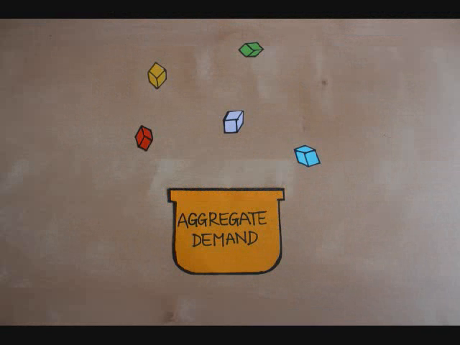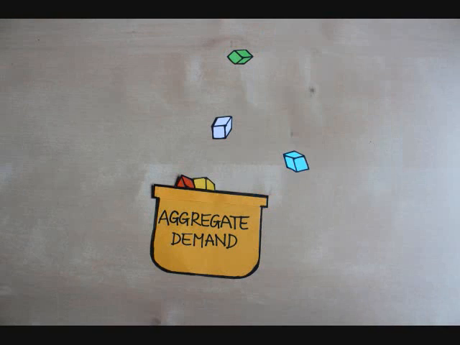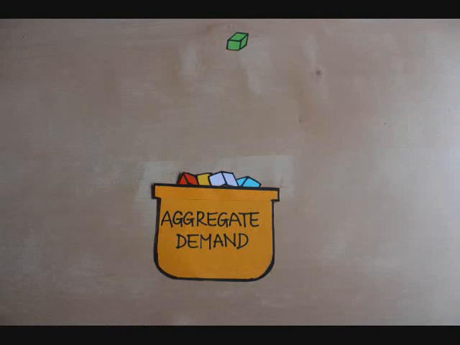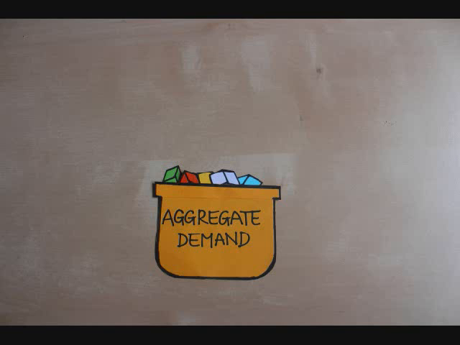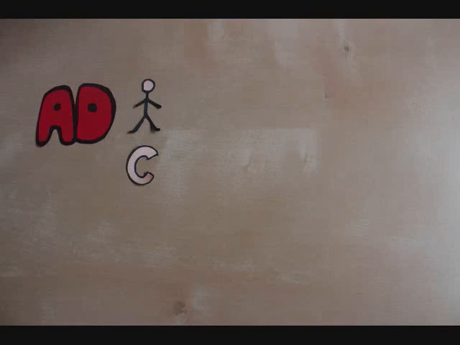Aggregate demand is the total demand by households, firms, government, and foreign sectors for final goods and services that is produced in the economy at various price levels. Aggregate demand consists of consumption expenditure, which is the amount of national income spent on domestically produced consumer goods.